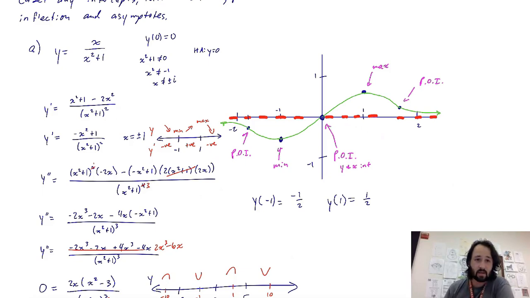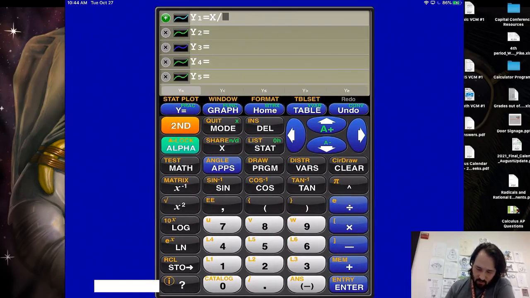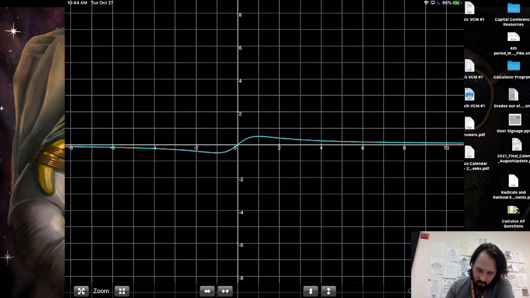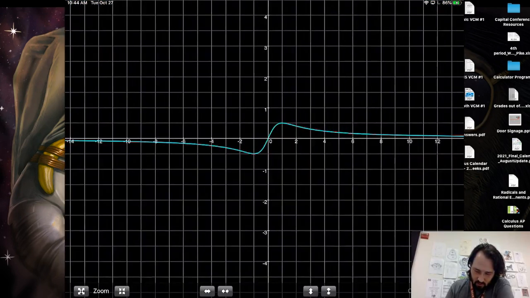So if I look at x over x squared plus 1, so x divided by x squared plus 1, and I look at my graph, well, that's a pretty good picture there.